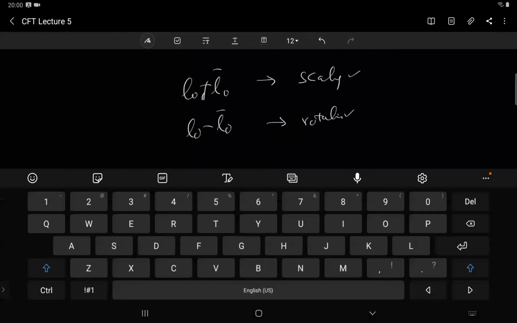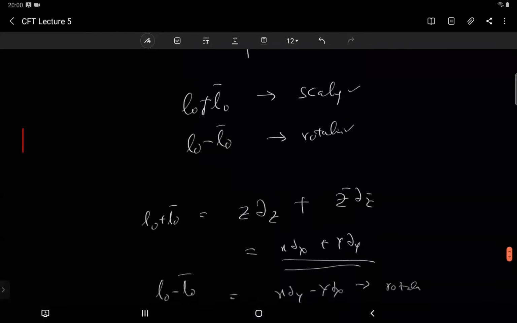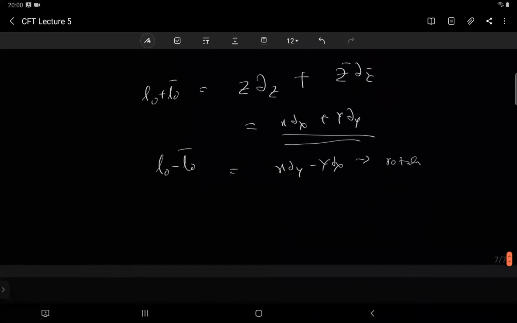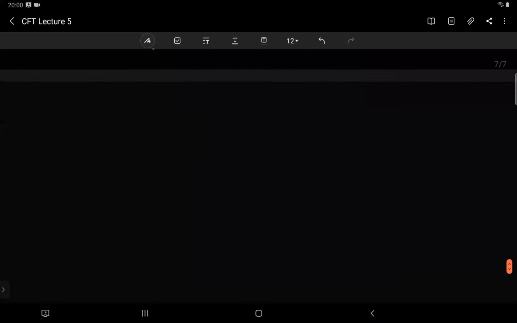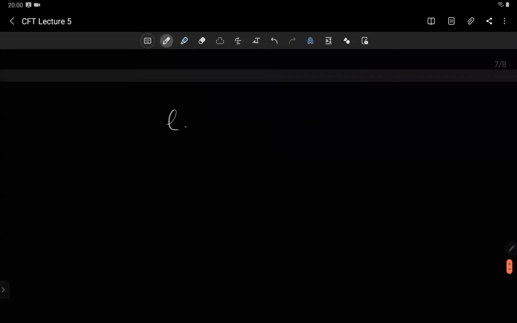If you don't understand something, you can just ask me. Scaling, and this is rotation. Okay. And therefore, what is left is L minus 1 and L bar minus 1. There are two of them.